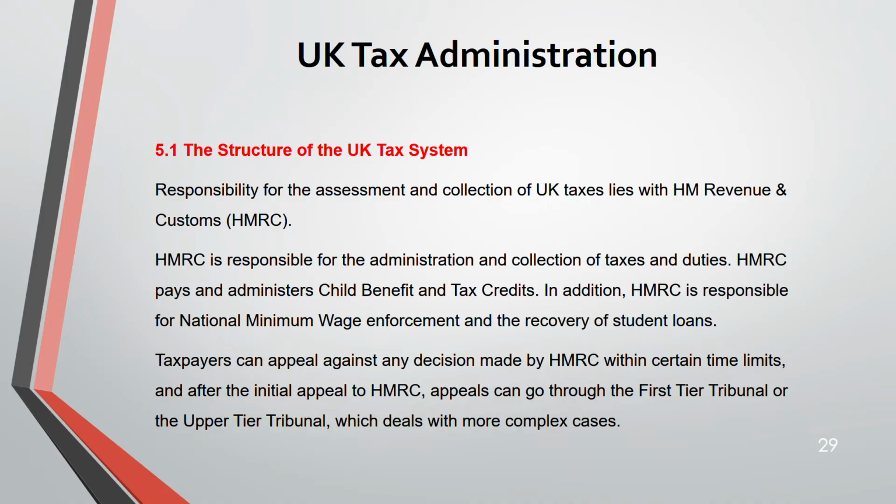Taxpayers can appeal against any decision made by HMRC within a certain time limit. See, it's not that HMRC's decisions are always final. As a taxpayer, there's a flexibility that they are giving you. If you are not happy with the decision by HMRC, go and appeal. But that appeal has to be within a certain time limit, not any time you want. And after you have appealed to HMRC, then you can go to the first tier tribunal or upper tier tribunal. I'm going to go through this later in this chapter. The upper tier tribunal deals with more complex cases. If it's simple, mostly it is dealt with in the first tier tribunal.